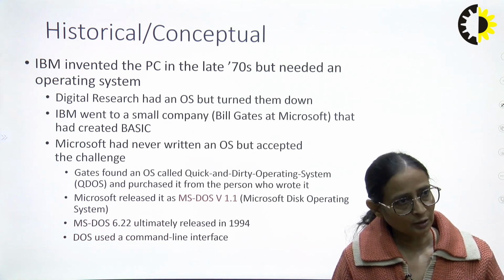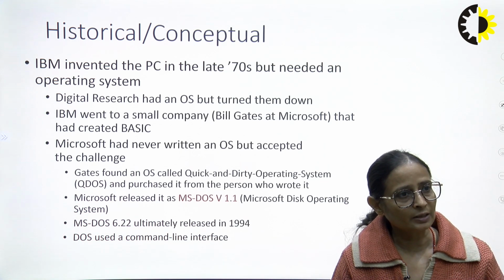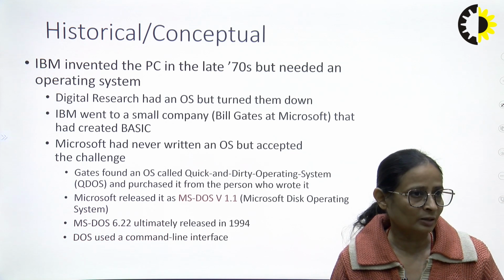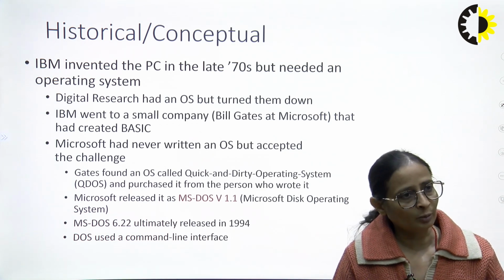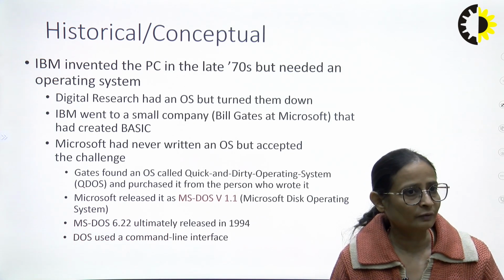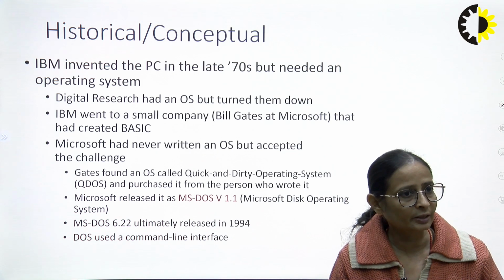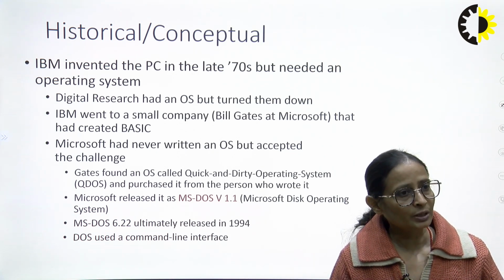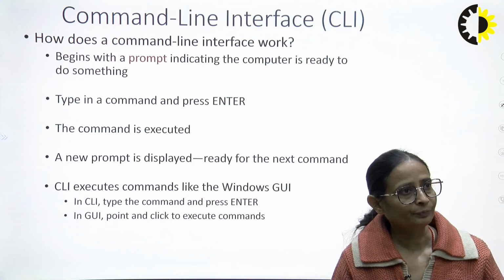Microsoft later released it as MS-DOS version 1.1, and nowadays it is the most prominent prompt used in Windows, that is Microsoft Disk Operating System. Then MS-DOS 6.22 was ultimately released in 1994, and to work on DOS we use the CLI interface.